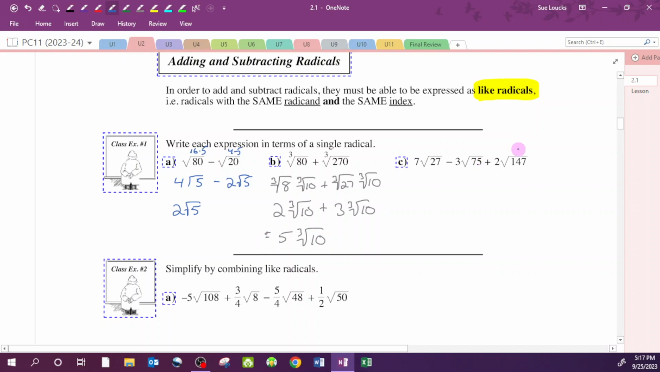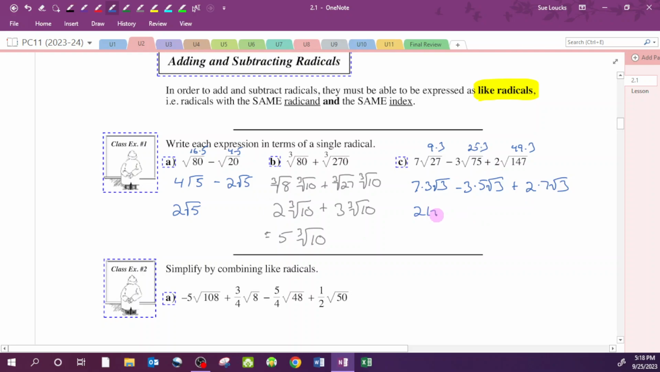And the last one here, this is going to be, 27 is 9 times 3. So this is 7 times 3 root 3. 75 is 25 times 3. So that's minus 3 times 5 root 3. And then 147. Well, if I'm doing this question, I'm figuring that's probably going to be something times 3. So if I take 147 divided by 3, because I'm assuming I'm going to have the same radicand left over, I get 49 root 3. So this is 49 times 3. So that's 2 times 7 root 3.